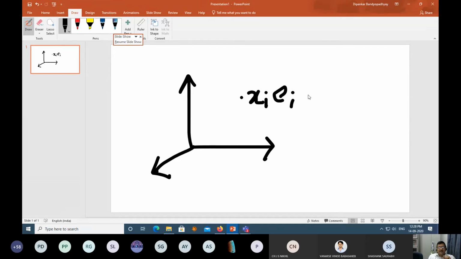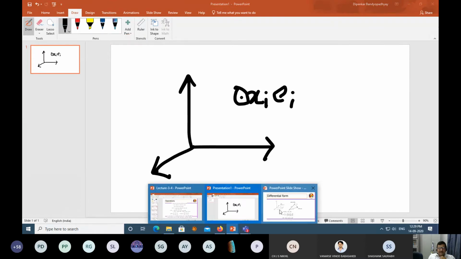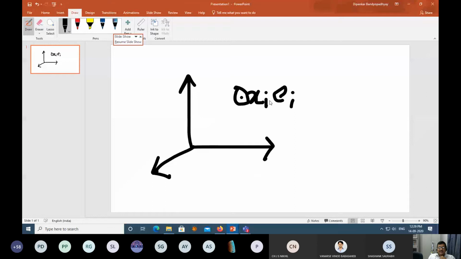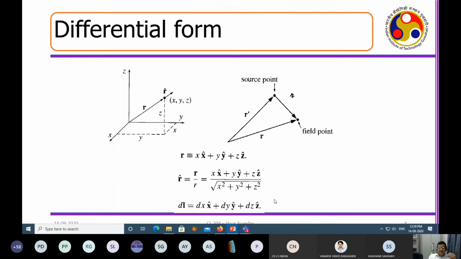So x1 e1, x2 e2, and x3 e3, which can be written here as, say suppose, x, y, z. Small x, capital X is the unit vector, small y, capital Y is the unit vector, small z, capital Z is the unit vector. And say suppose this is a differential element dl. How do you write the differential element? You can just write this to be dxi ei. Okay, I'm deliberately using different notations so that you get accustomed to their use.